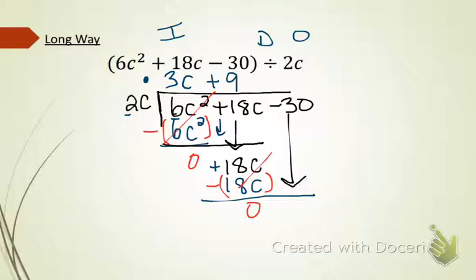So we bring down the last term, the negative 30. So 2 times what will give us a negative 30? Well, first of all, we need a negative number, so I'm going to put a negative symbol. 2, what can give us 30? The answer is 15. 15 times 2 gives us 30. So negative 15 times 2c would give us negative 30c.